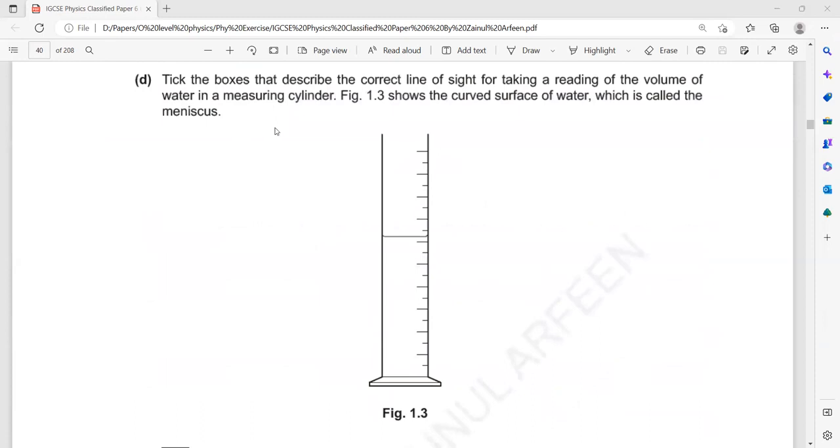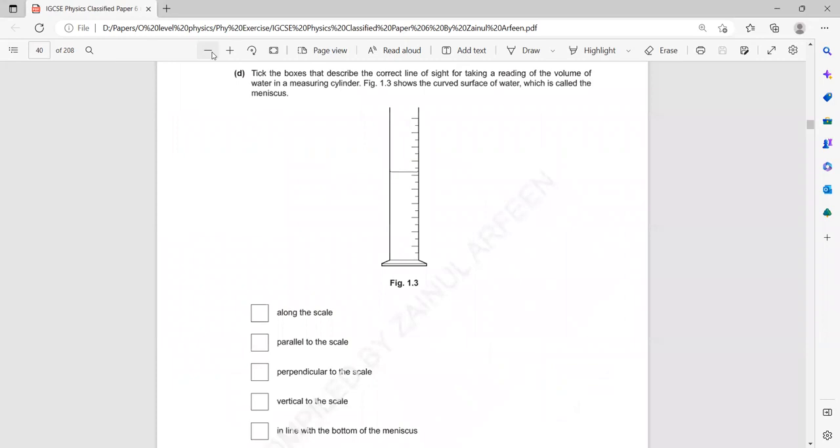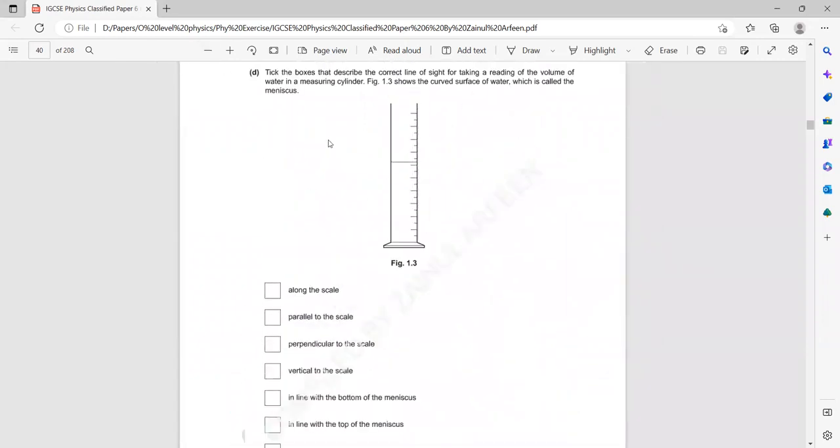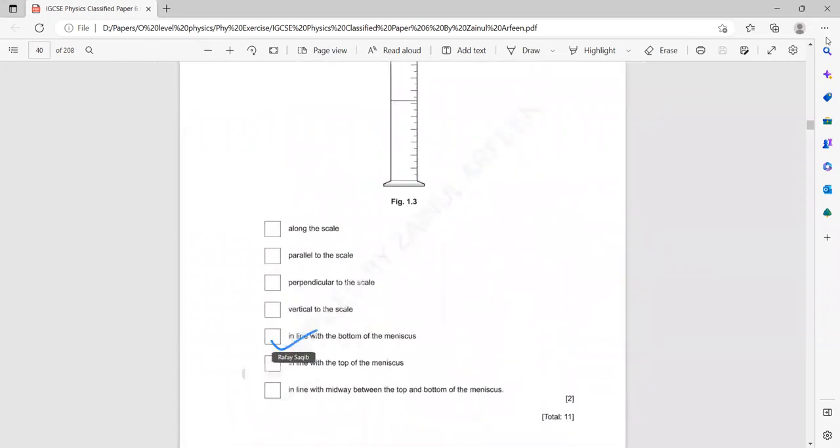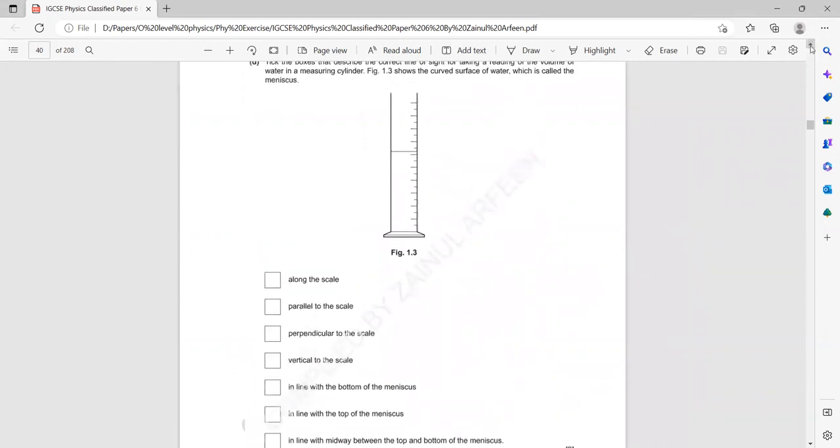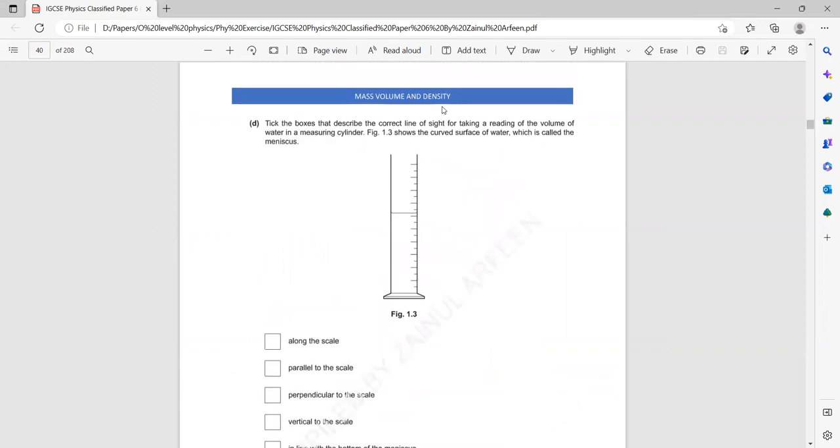The next one, tick the boxes that describe the correct answer. So we have to tick boxes. I will read the question. You will use the screen annotation. Just a minute, let me arrange. You have to tick the one that describes taking a reading.